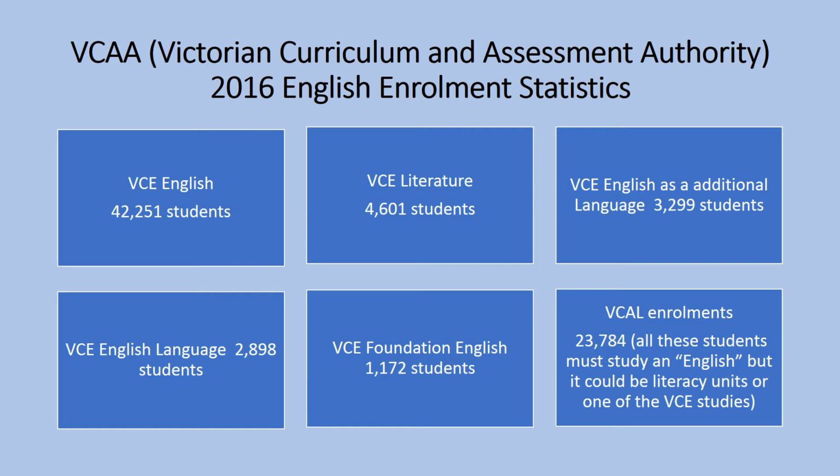We can see the last subject here, the VCAL subject, that there's 23,000 odd students enrolled in VCAL within the state. All of these students to get a VCAL certificate must study English in some description. Some of these students will choose to study one of the VCE Englishes as listed here, but probably the majority will study VCAL literacy units and have to pass these components, and we will look briefly at these today, and then in a module later on in the semester we will learn about VCAL literacy.